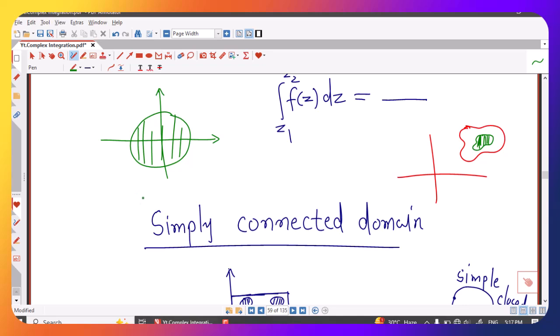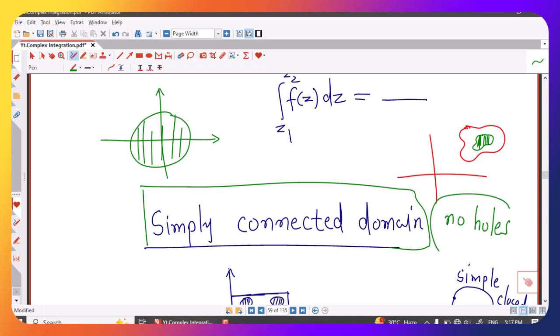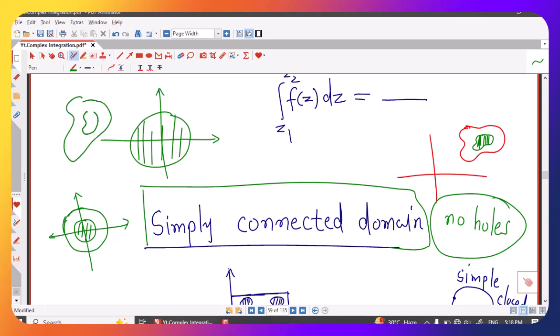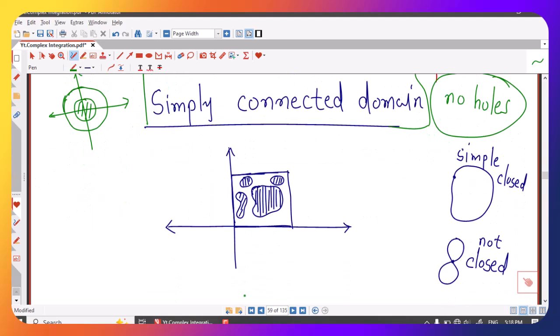So we can understand a simply connected domain in this way also, that it is a domain in which there are no holes. For example, if I consider this annular region between these two circles, then we can see that there is a hole in this domain, therefore it is not a simply connected domain. Another example is this one. This is not a simply connected domain because it contains one hole. So this is the meaning of simply connected domain.